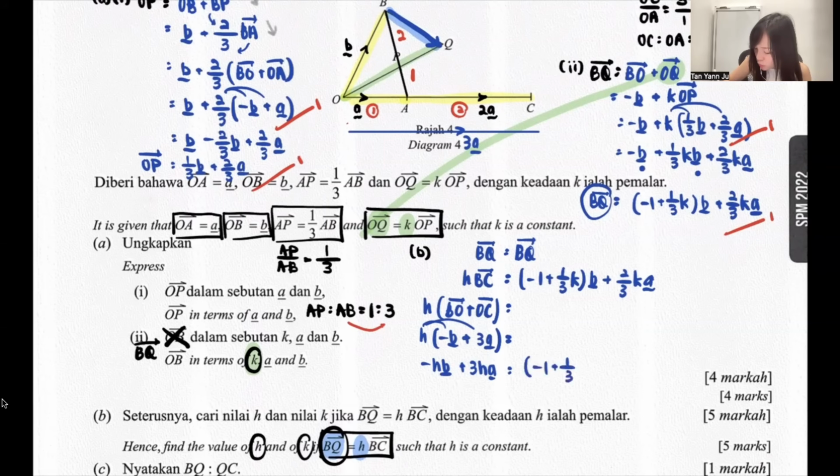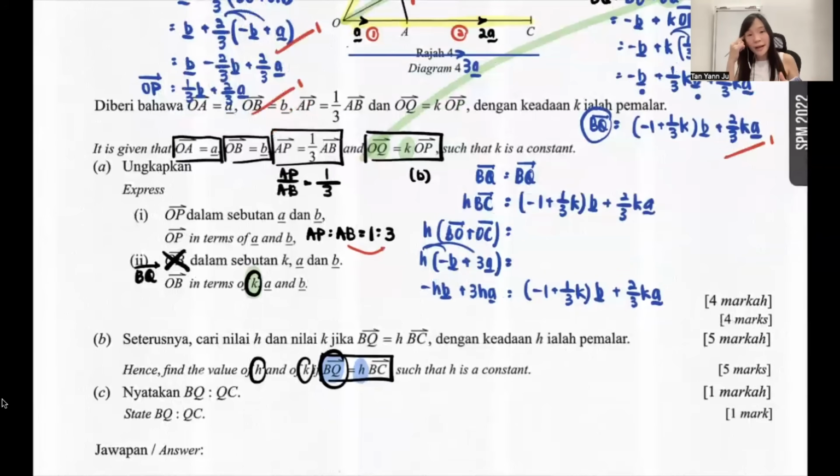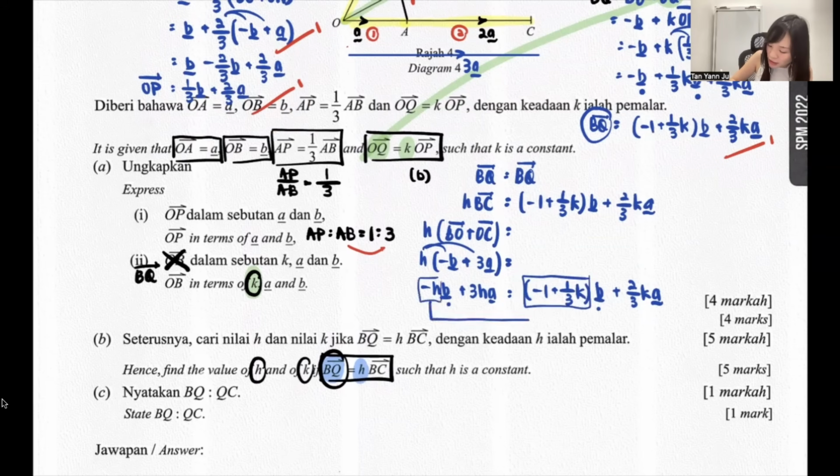1 plus 1 over 3KB plus 2 over 3KA. Now up to here, can combine them together. Left side got 1B, right side got 1B. The one in front of B and the one in front of B should be the same. Isn't it negative H equals to negative 1 plus 1 over 3K? Then this side, here got 1A, here got 1A. In this chapter, vector always uses compare one.